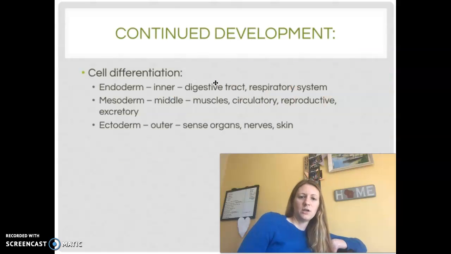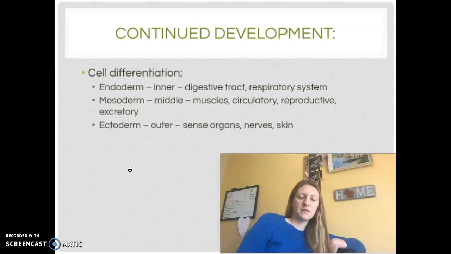In addition to forming the same way from that blastula, that 100-cell ball, there are also different layers that all form into different things. You have an endoderm, a mesoderm, and an ectoderm. Endo means inner, meso means middle, and ecto means outer, like in an exoskeleton. The inner layer, or endoderm, is what's going to form the digestive and respiratory tract in animals that have those features. The mesoderm will form the muscles, the circulatory system, and the reproductive system, while the ectoderm forms more your sense organs, your nerves, and your skin.